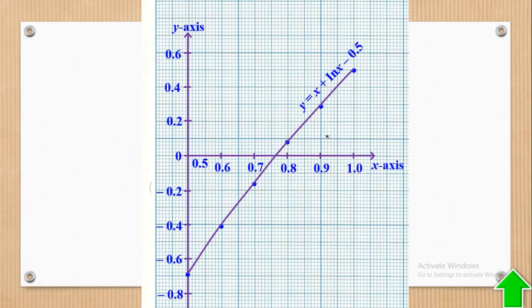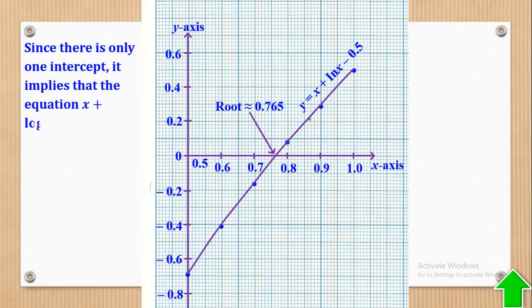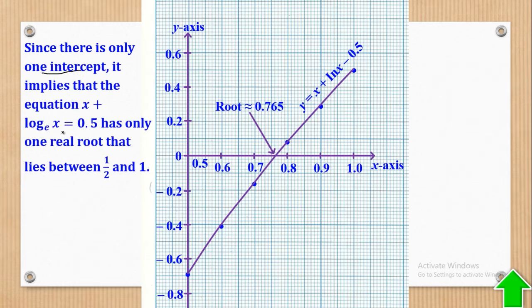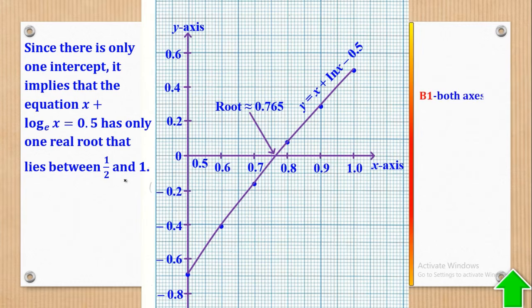Now we have to label our graph. Then we remember that the root is the x-intercept. So we shall come and say that the root is that. And after that we shall conclude that since there is only one intercept, it implies that the equation has only one real root in this interval. So basically that's what they wanted.